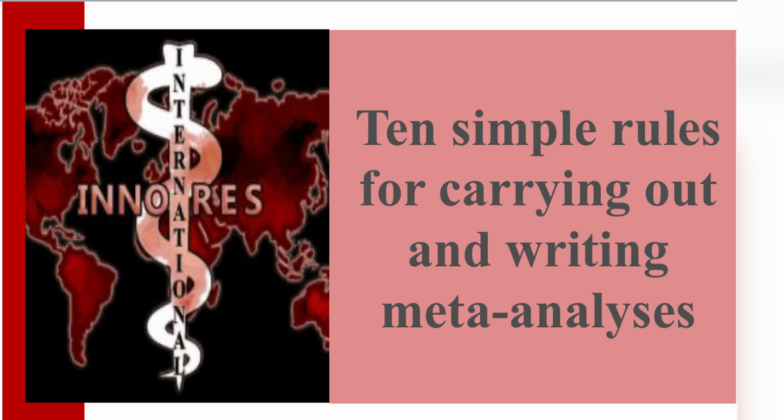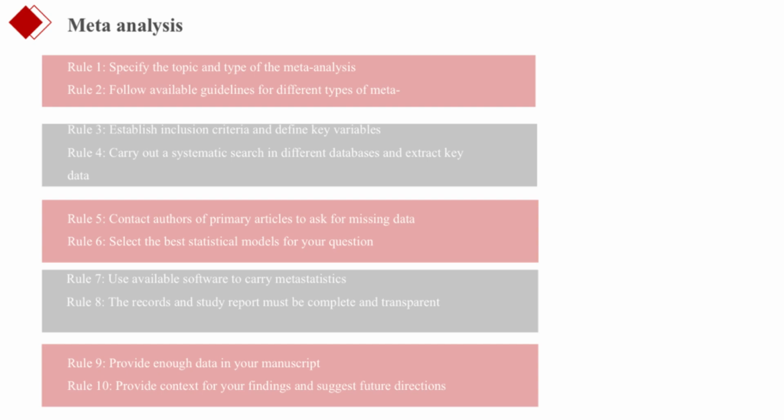We'll be talking about the 10 simple rules for carrying out and writing a meta-analysis. Number 1. Specify the topic and type of meta-analysis. 2. Follow any available guideline for different types of meta-analysis. 3. Establish inclusion criteria and define key variables. Number 4. Carry out systematic search in different databases and extract key data from them. Number 5. Contact the author of the primary article you are looking into to ask for missing data.